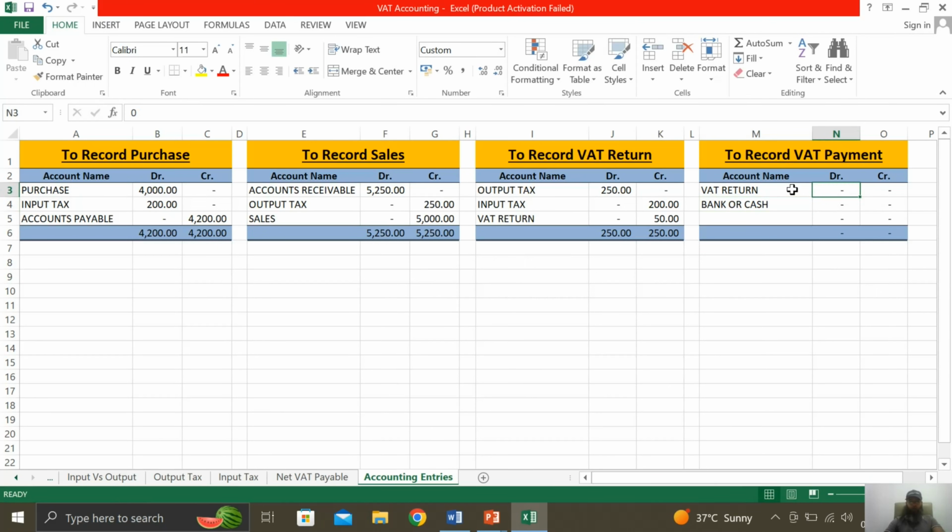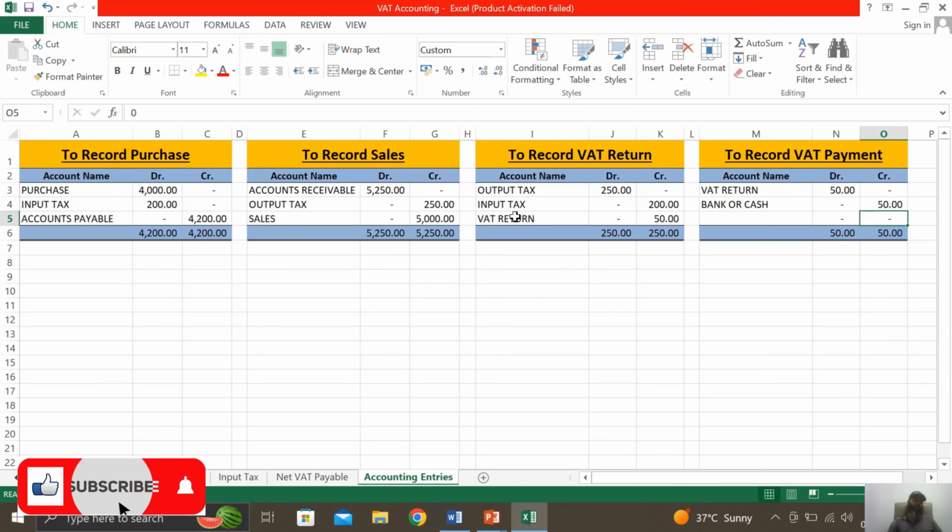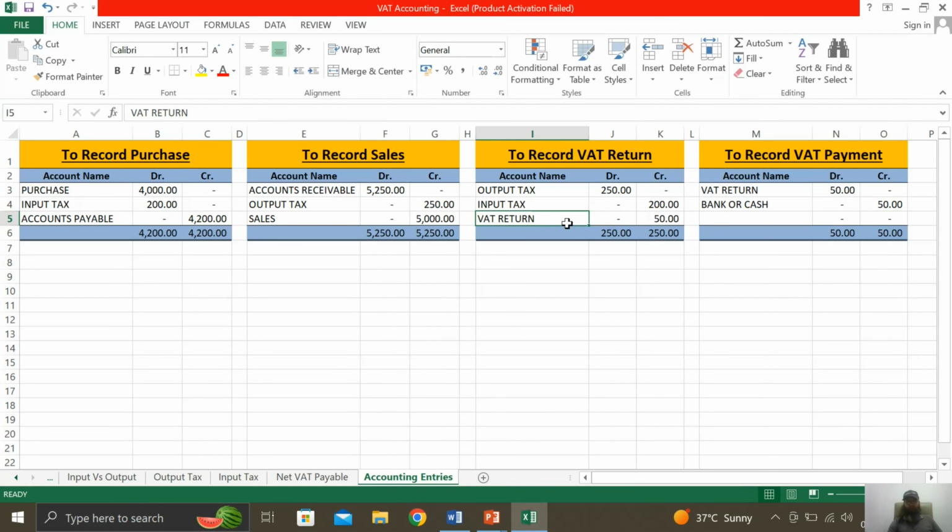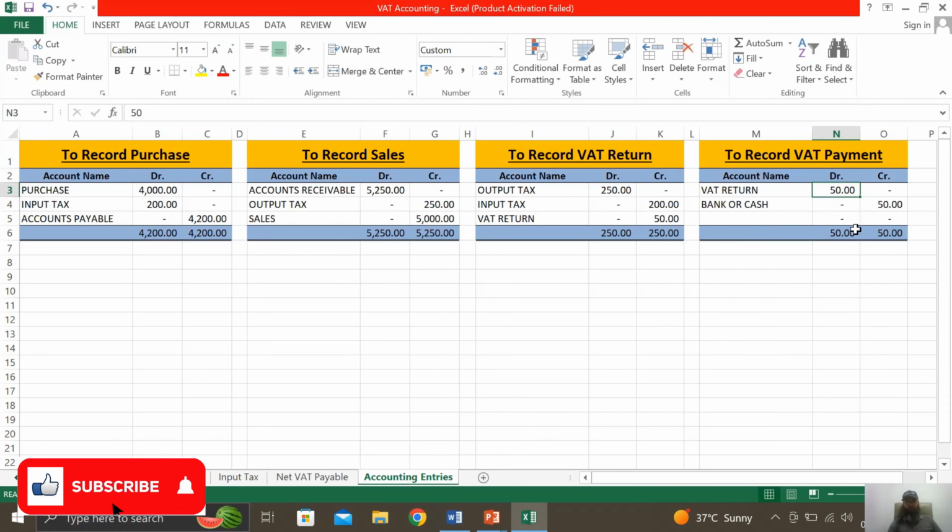Okay, with this 50 dirham, like this, your input tax and output tax both are zero, and in the VAT return, when you make the payment, it is also zero. Here you have the credit balance for the VAT return, here you give the debit, so the VAT return GL is also zero. So like this you are passing accounting entries for VAT in your system.